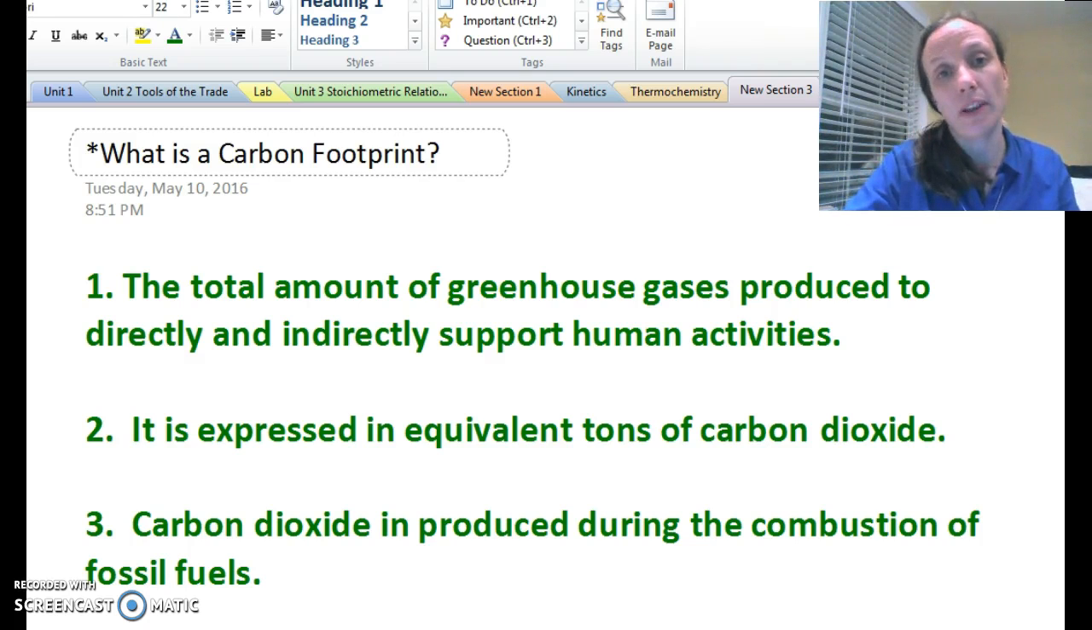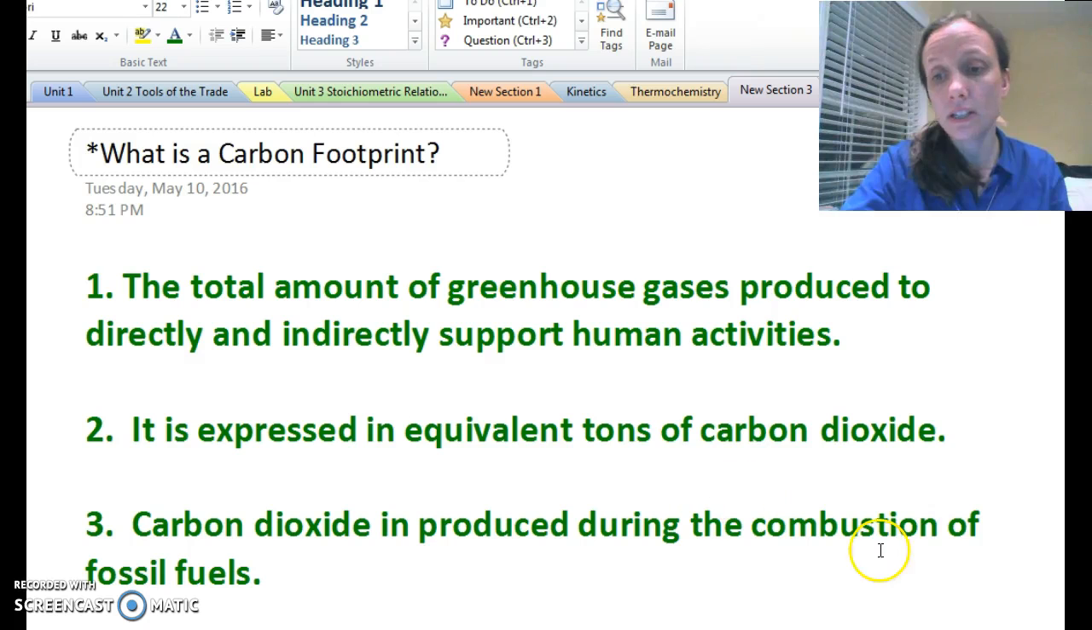Alright, so a carbon footprint. We all know that as we live and breathe and eat and enjoy life, we are doing things that can emit greenhouse gases. The one greenhouse gas that we're going to take a look at tonight will be CO2. So if you look at the screen, carbon footprint, there are a few things that you need to know.